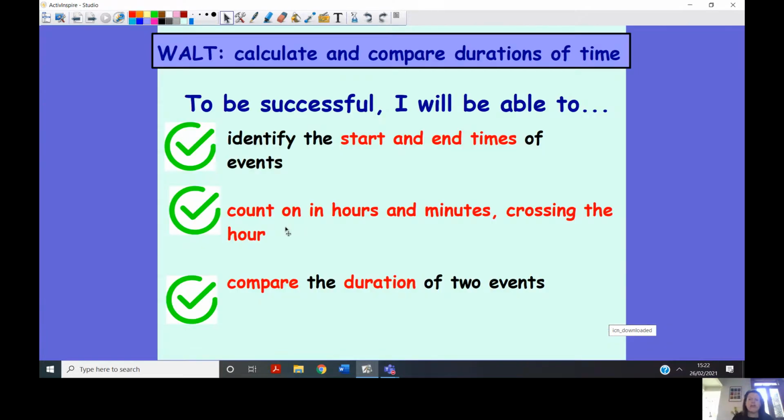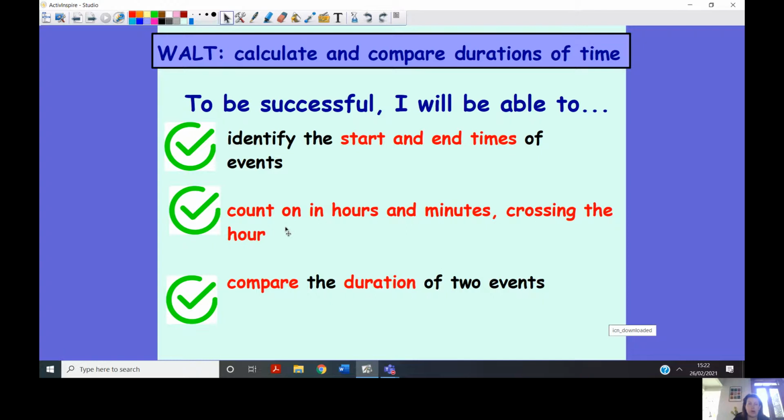Moving on. So today we are going to be calculating and comparing durations of time. We're building on from our knowledge from last lesson. So to be successful, we need to identify the start and end time of events. We need to count on in hours and minutes, and today we're going to cross the hour. And then we are going to compare the duration, so compare the length of two events.